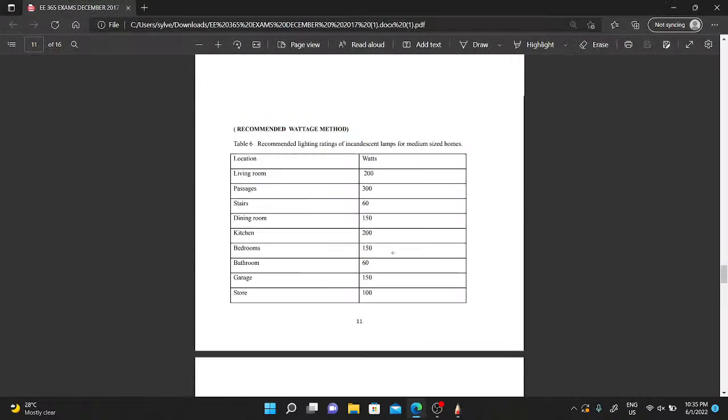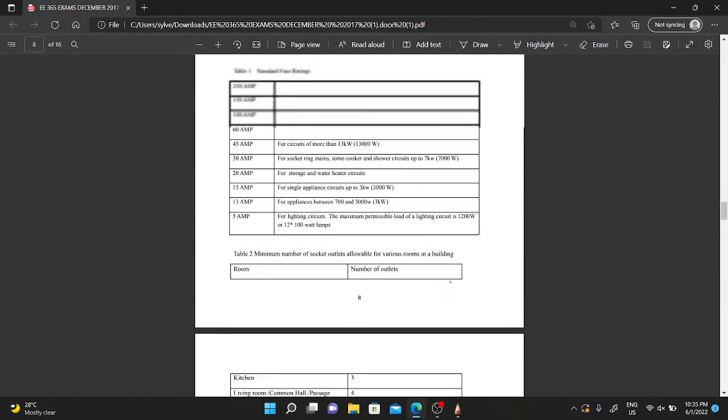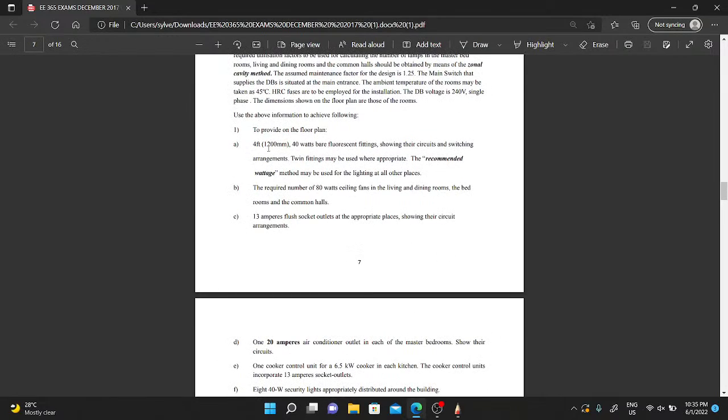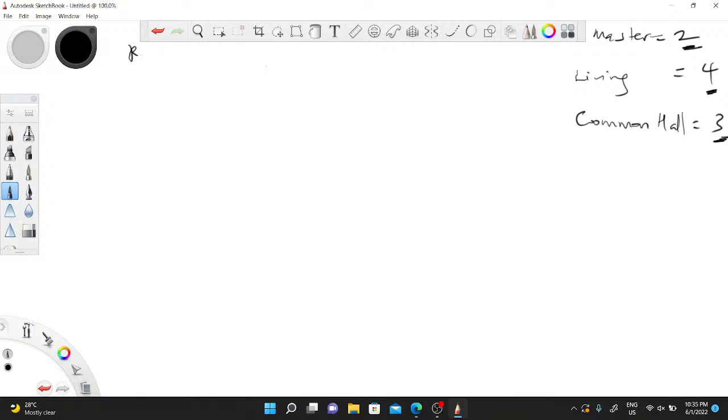Okay, so we are done with the zonal cavity. Let's move on with the question. A says that given 40 watts bare fluorescent fittings showing their circuits and switching arrangement, twin fittings may be usually appropriate. We should use the recommended wattage to find the number in the other parts of the rooms. So now we're done with zonal, so we come to the recommended wattage method. This method, you can easily use a table.